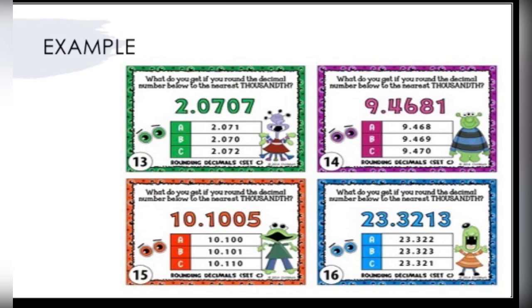And number 16, the blue card. The 1 is in the thousandths place. Looking at the 3, it is less than 5, so the 1 does not change. So A, B, or C? C. Good.